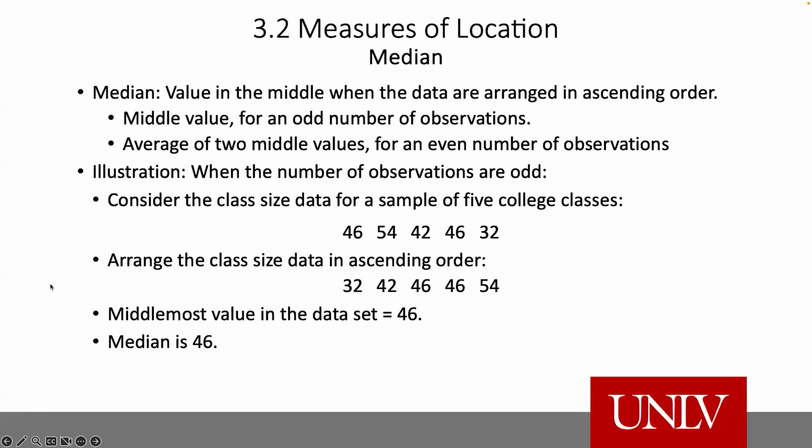For example, consider the class size data for a sample of 5 college classes, including 46, 54, 42, 46, and 32. First, we have to arrange the data in ascending order, which is 32, 42, 46, 46, 54. Here, the middlemost value is 46, so the median is 46.